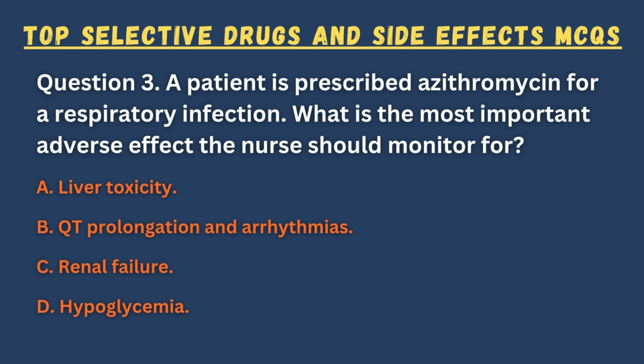Question 3. A patient is prescribed azithromycin for a respiratory infection. What is the most important adverse effect the nurse should monitor for? A. Liver toxicity. B. QT prolongation and arrhythmias. C. Renal failure. D. Hypoglycemia.